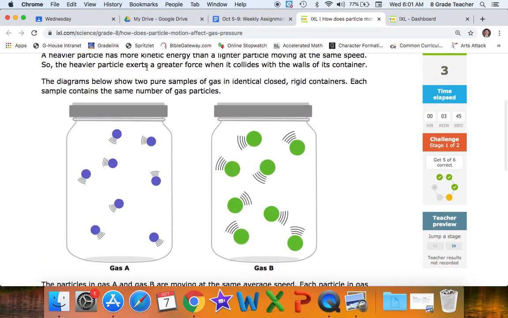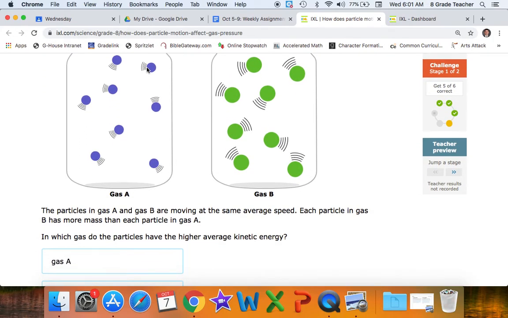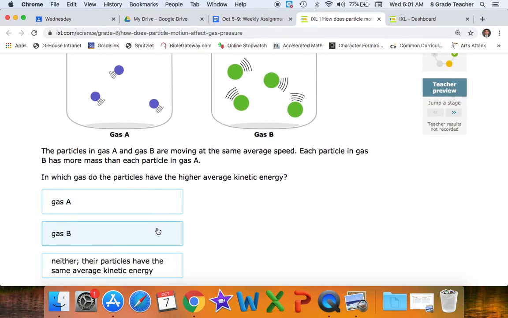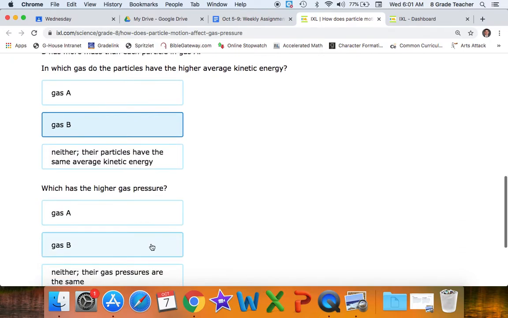Well, we just read that if it has more mass and it's moving at the same speed, it will exert a higher amount of kinetic energy and then therefore a higher amount of pressure. So we're going with gas B for both of these.